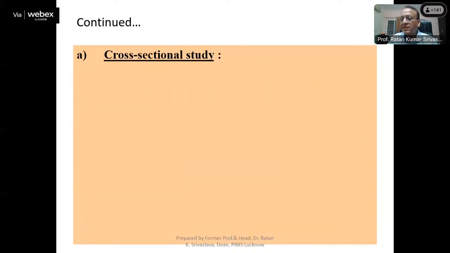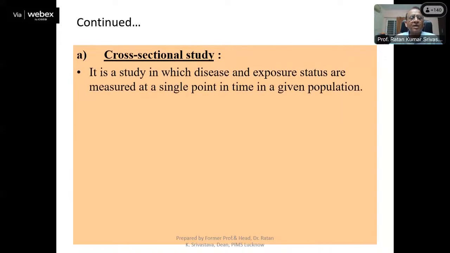Let us take the cross-sectional study. I will take these three in detail. Okay, so please listen carefully. Cross-sectional: it is a study in which disease and exposure status are measured at a single point in time, the same time, in a given population. That is the peculiarity of a cross-sectional study.